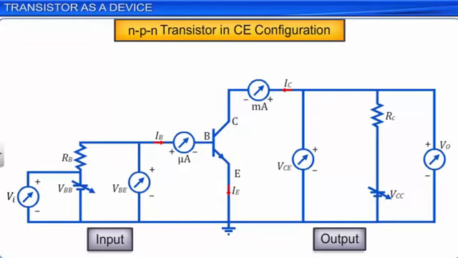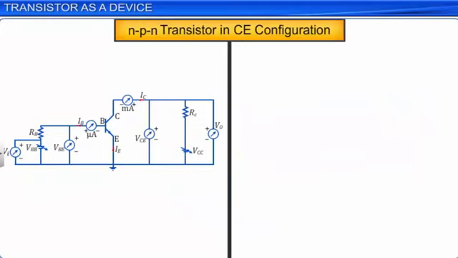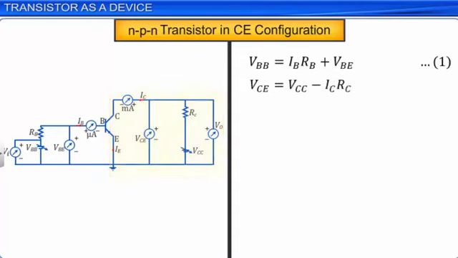On applying Kirchhoff's voltage rule to the input of the circuit, we get VBB is equal to IB into RB plus VBE. Let this be equation 1. And, on applying Kirchhoff's voltage rule to the output of the circuit, we get VCE is equal to VCC minus IC into RC. Let this be equation 2.